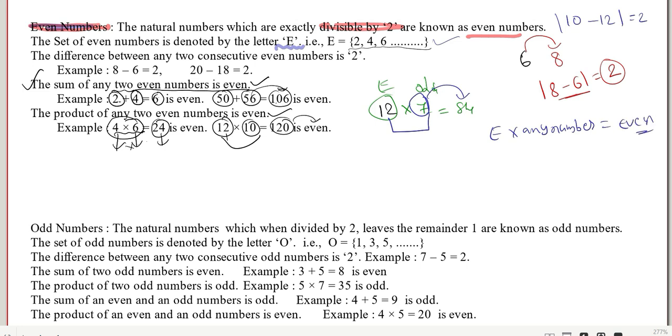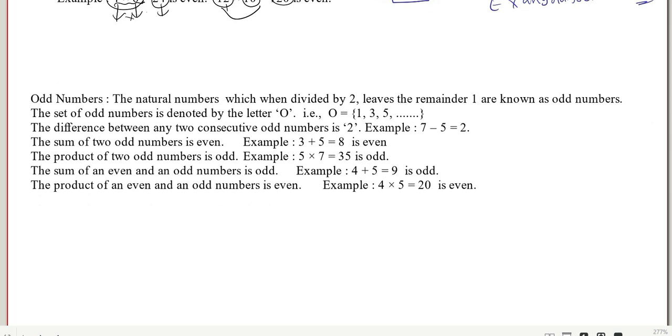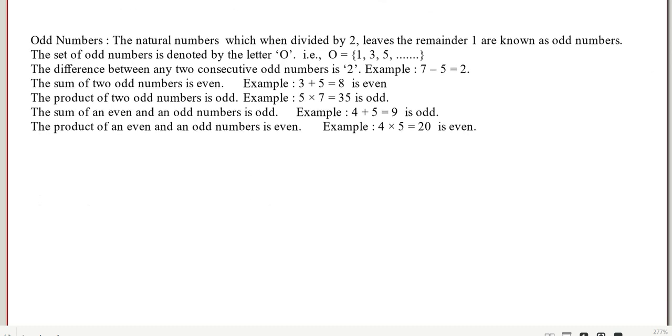Now let us see the next concept, that is of odd numbers. Odd numbers means what? The natural numbers which, when divided by 2, leave a remainder 1 are known as odd numbers. That means what? If you take a number, let us take 4. On dividing it by 2, what do we get? We get 2. We got a remainder 0. So 4 is exactly divisible by 2. Then 4 is an even number.